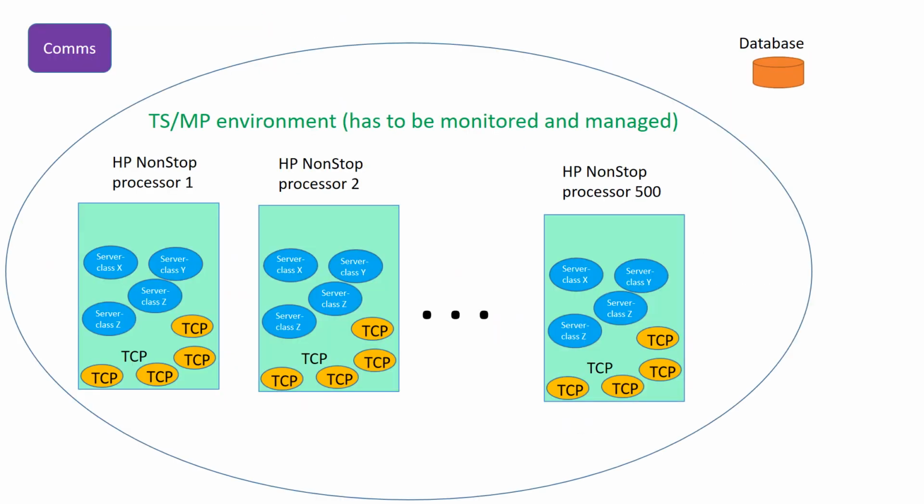In the real world, this is what your TSMP environment might look like. You could have literally hundreds, if not thousands, of server classes. You could have hundreds of TCPs all managing different clients. And all of these are spread out over HP NonStop servers. This whole environment is known as the TCP environment, and it has to be managed and it has to be monitored. The database is not a part of TSMP, and neither is comms. But those separate areas have to be managed also.